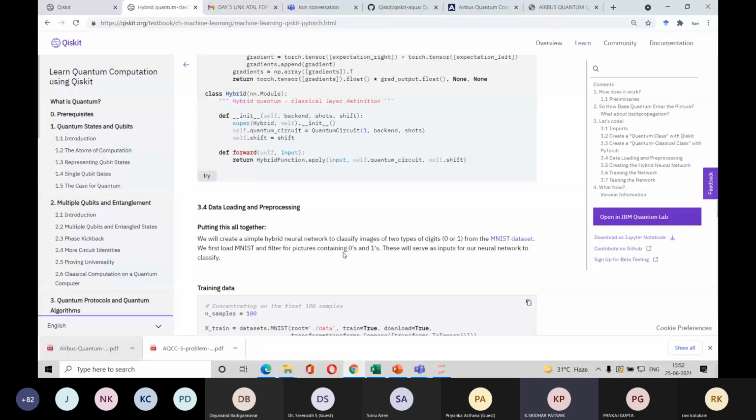Now the screen is not showing. Now it's okay. Sometimes it is coming, sometimes it is not coming. Yeah, maybe my network is an issue.